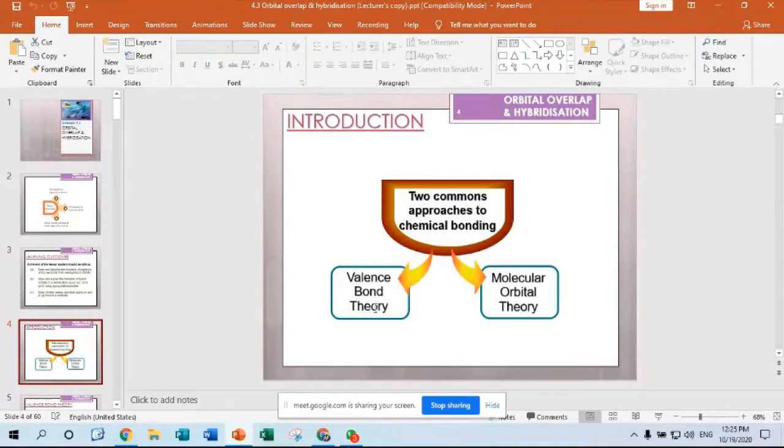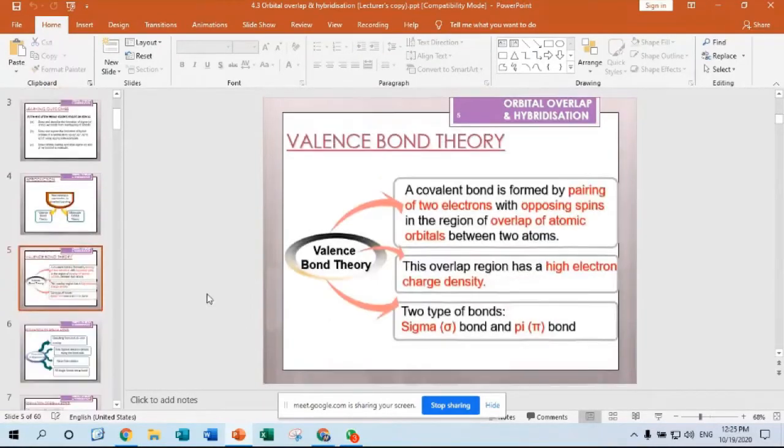Okay, so 2 common approaches to chemical bonding. One is valence bond theory, another one is molecular orbital theory. Ini hanya basic je, tak berapa penting, tapi kita tengoklah apa valence bond theory cakap pasal. A covalent bond is formed by pairing of 2 electrons with opposite spin in a region of overlap of atomic orbital between 2 atoms. Means A share satu elektron, B share satu elektron, satu kat atas, satu kat bawah, bentuk satu ikatan. This overlap region has a high electron charge density. Tempat yang mengkongsikan elektron, banyak elektron lah. So ada dua jenis, sigma and pi.